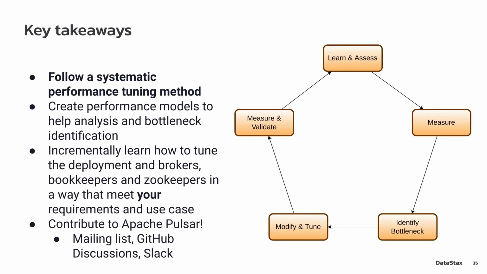So the key takeaways are: follow a systematic performance tuning method. Create performance models to help analysis and bottleneck identification, and use these as a guide as you go through the different settings you're tuning, so that you have a clear understanding of what you're looking at, and you have a clean way to do measurements and also validate that the tuning actually is effective. This will incrementally take you to the point that you learn how to tune the brokers, bookkeepers, and zookeepers in a way that meets your requirements and use case.